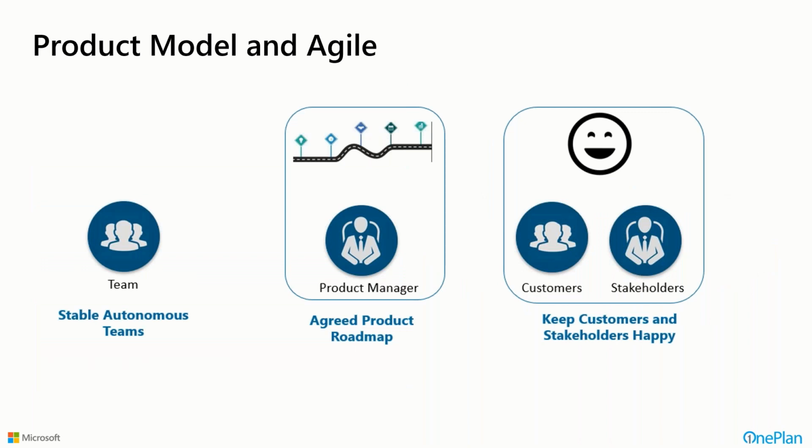So in a product model, ideally these days, you'd have stable autonomous teams that specialize in a particular product or product line.